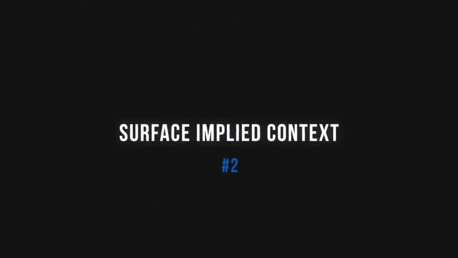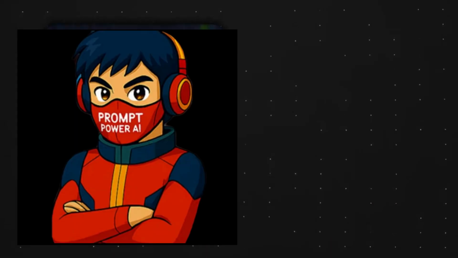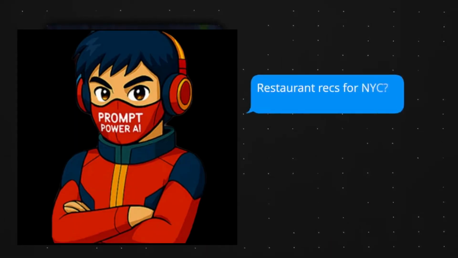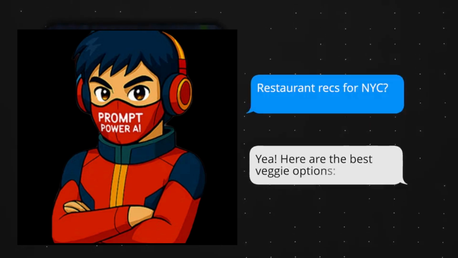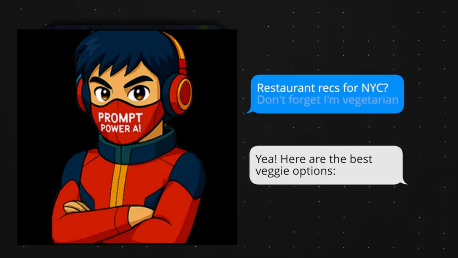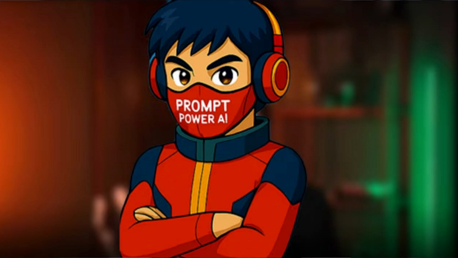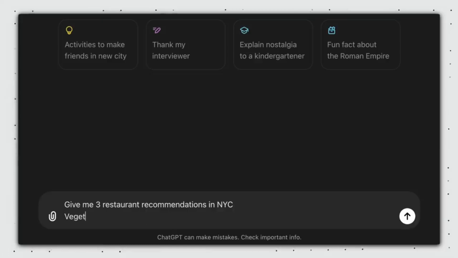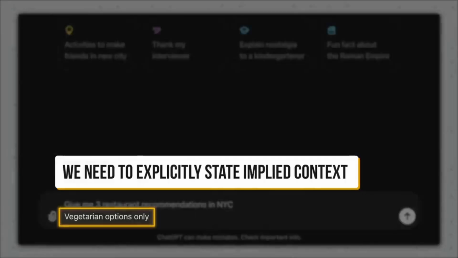The second learning from the course is a prompt engineering tip, and it's to surface the implied context. To illustrate this, imagine your vegetarian friend asks you for restaurant recommendations. You instinctively reply with vegetarian-friendly options, even if your friend doesn't explicitly say, hey idiot, make sure it's vegetarian. Here, the fact that your friend is a vegetarian is implied context and needs to be explicitly stated when communicating with AI tools like ChatGPT and Google Gemini.